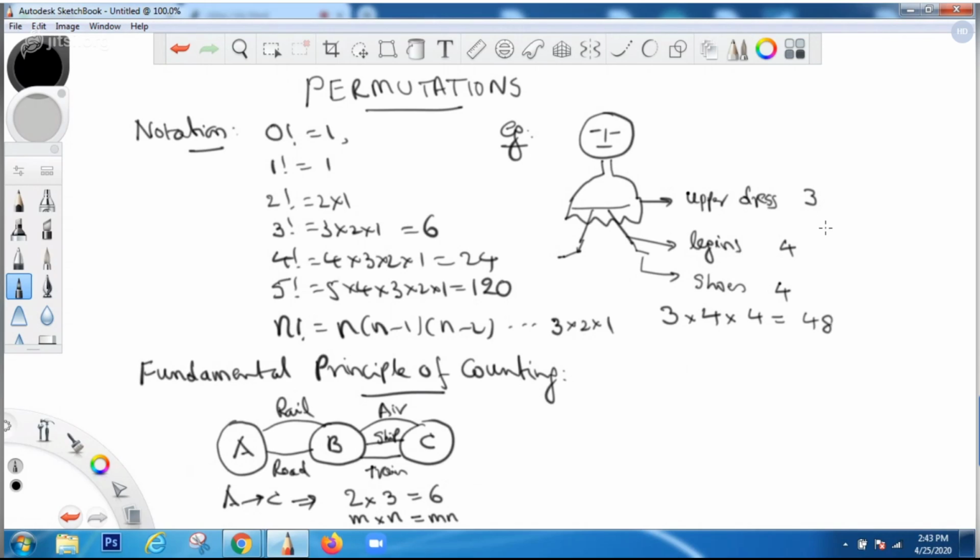So here we are particularly using the word "and". When "and" comes here, also in A to B and B to C, this "and" indicates multiplication. This is case 1.